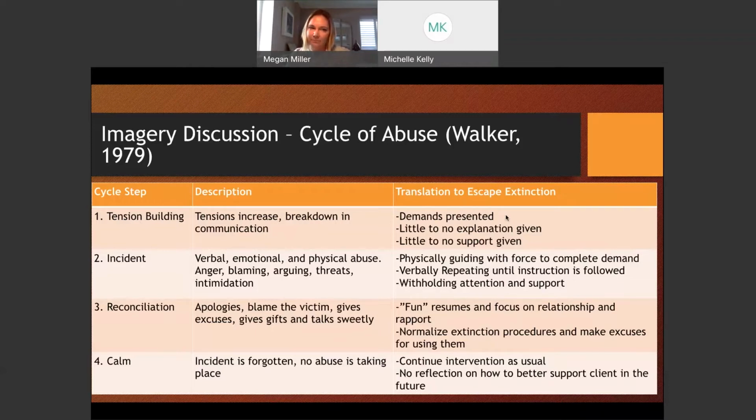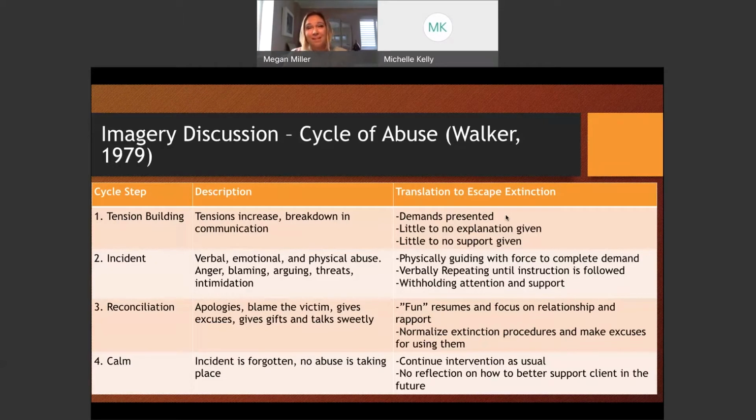The incident happens, so the description would be verbal, emotional, and physical abuse, anger, blaming, arguing, threats, and intimidation. And I know a lot of us would like to think we're not doing those types of things with the practice that we're engaging in. However, when we are asked to engage in escape extinction, we are doing a little bit of this. Physically guiding with force happens quite a bit to complete a demand. Verbally repeating until the instruction is followed could tie in with that verbal piece of it, just over and over and over saying the same thing.